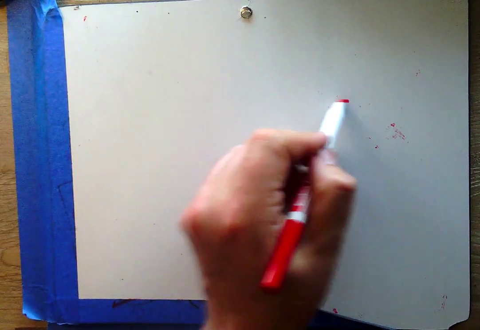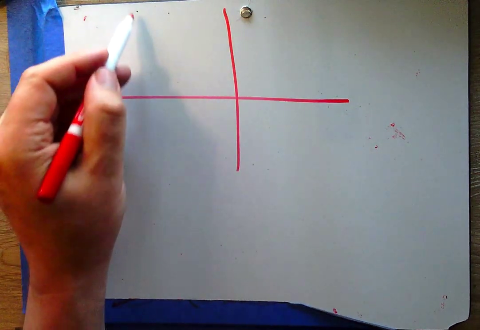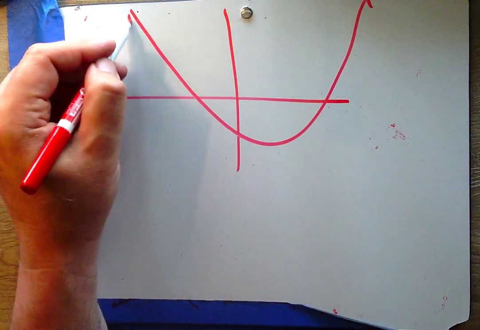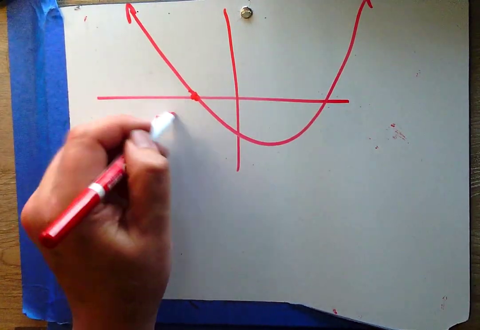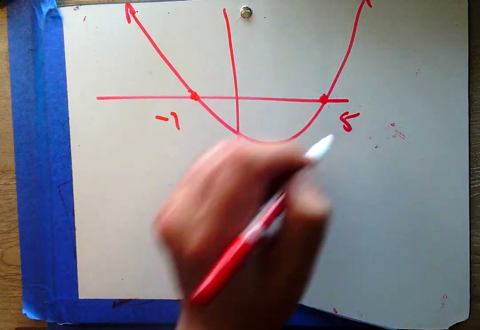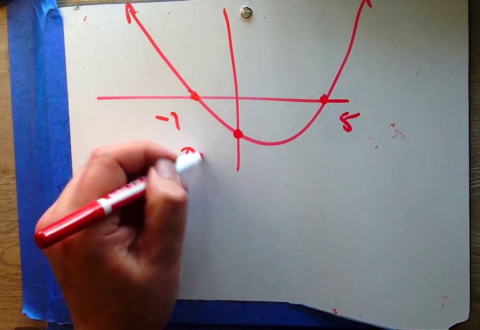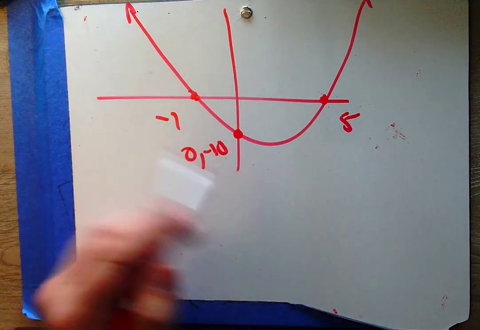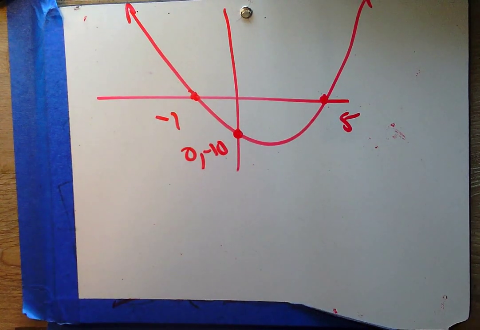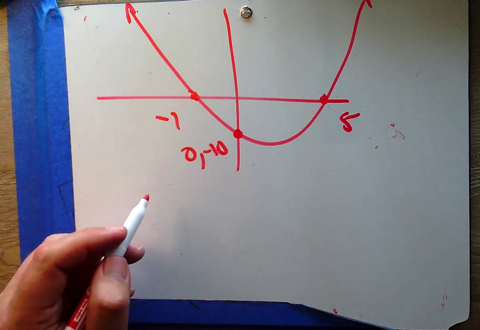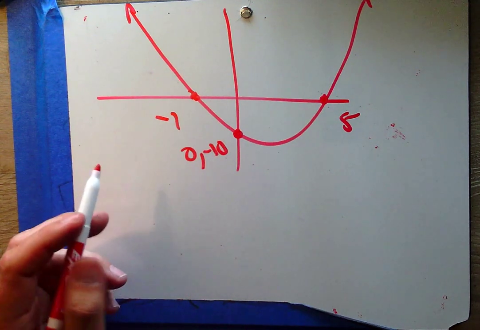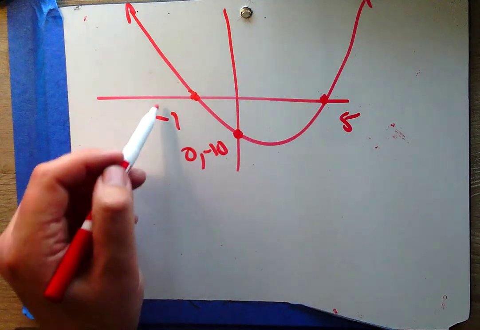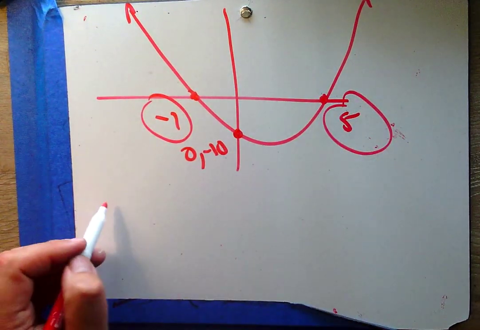What about this one? Can you go and tell me the equation for this one? We've got (negative 1, 0), (5, 0), and (0, negative 10). Okay? So please write the equation for this quadratic. Welcome back. I hope you used intercept form because you have the x-intercepts.